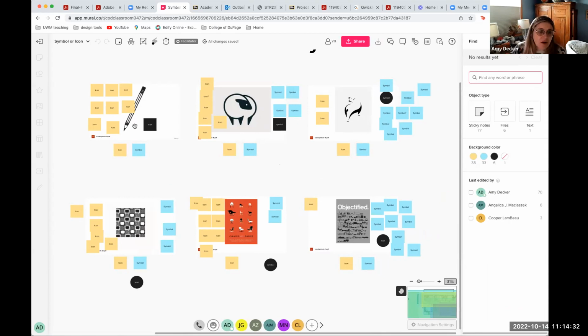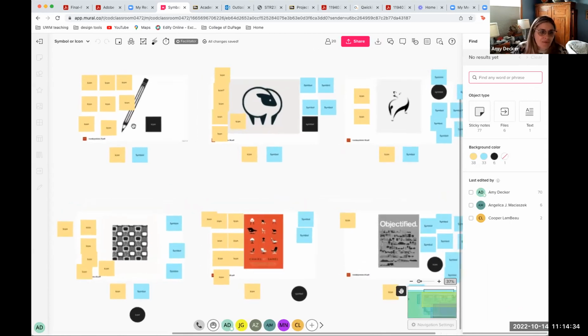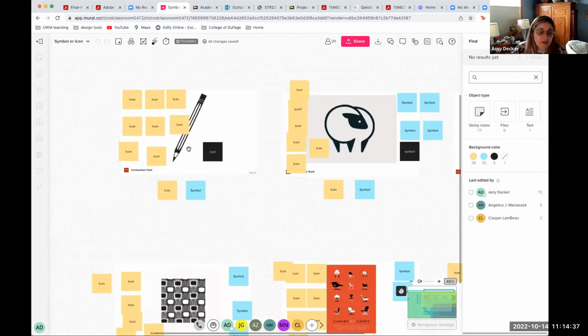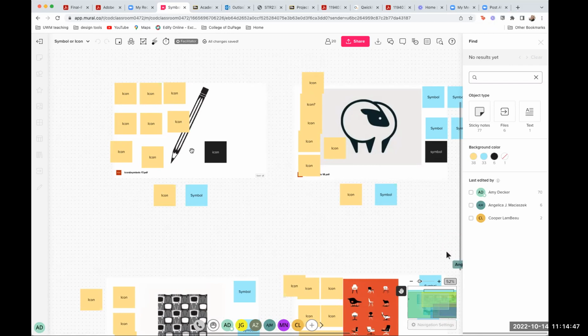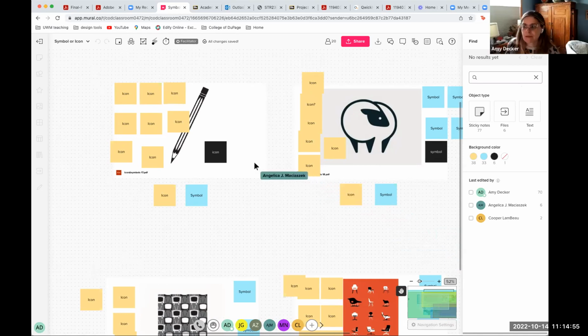All right, so let's go up to the pencil. We had some symbols early on, but everyone looks like they've changed their mind and we've all gone with icon. Why do we think it's an icon? Who can tell me? Because it's like a physical representation of the item, like it's just a pencil. That's right. It's an actual item that we use in everyday life. Therefore, it's an icon. So those of you who had icon, good job. You are correct.